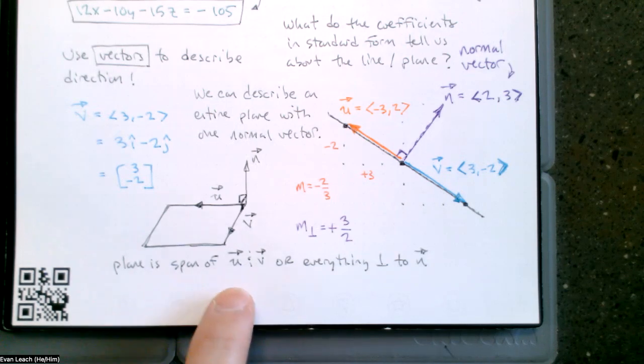So when I say the span of u and v, I mean every possible linear combination of u and v. If I take any combination of u and v, that's going to stick us to the plane that contains those two vectors. That's two vectors defining a plane. That's two lines defining a plane. The other way we can define a plane is saying everything perpendicular to this one vector.